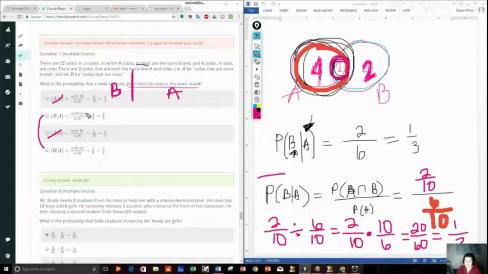And then we're looking for the probability of B and A, the intersection, divided by the probability of A. So I'm looking to make sure that the denominator is the probability of A. Yes. And then this is going to be 1/3.